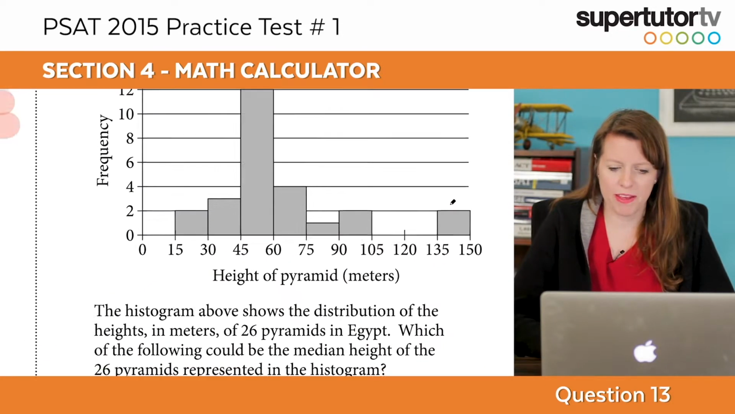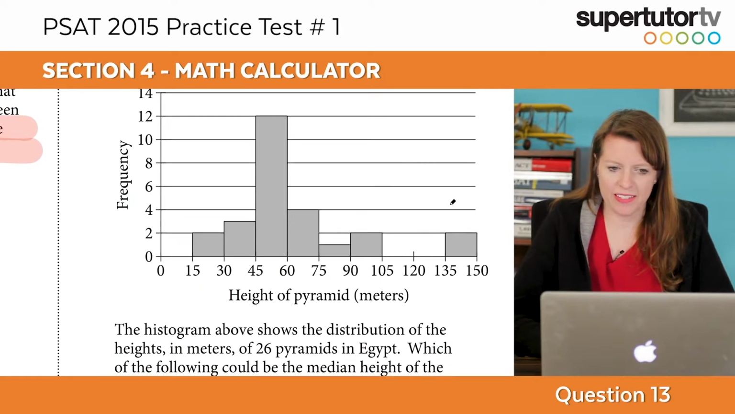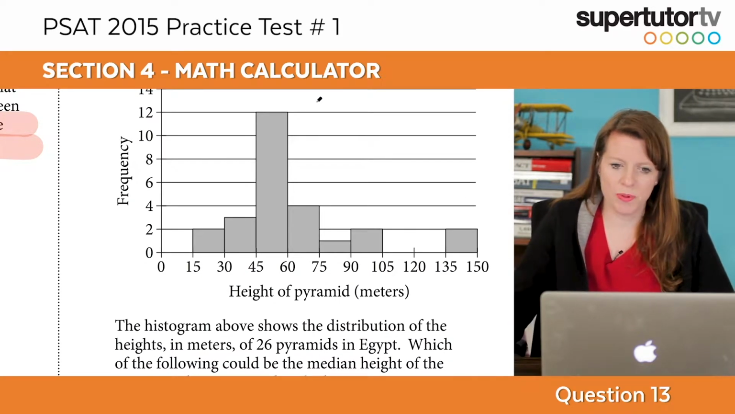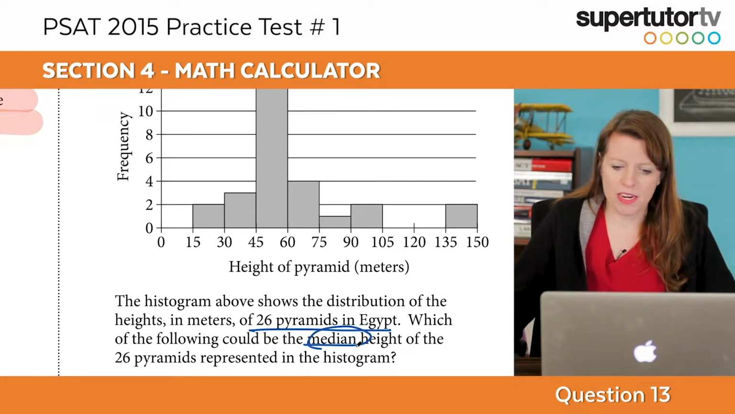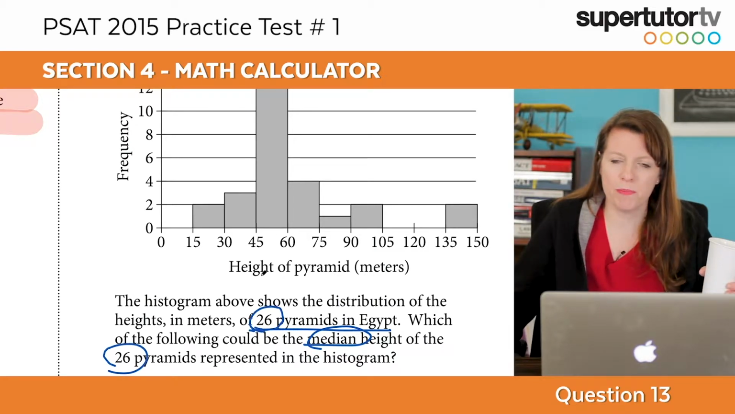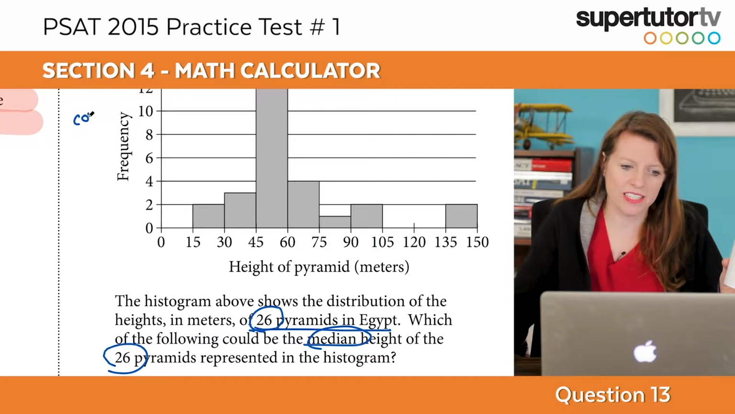The histogram above shows the distribution of heights in meters of 26 pyramids in Egypt. Which of the following could be the median height of the 26 pyramids? Whenever I have a number of items and I'm looking for median, I can use a shortcut, and that shortcut is counting in. I'm going to show you how to do this.